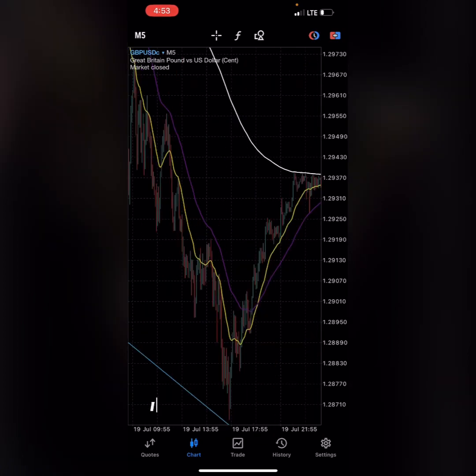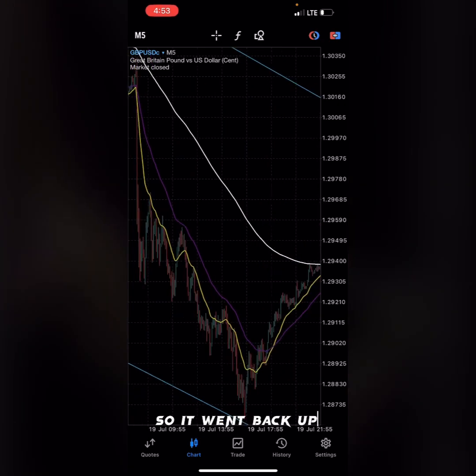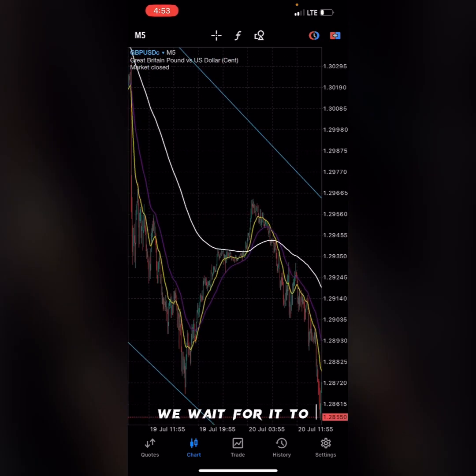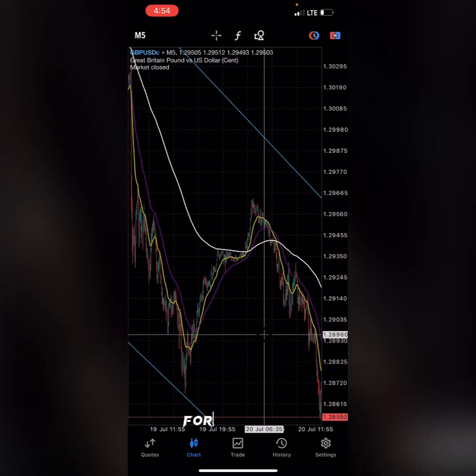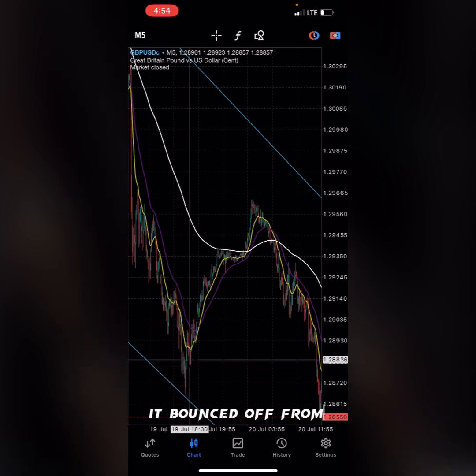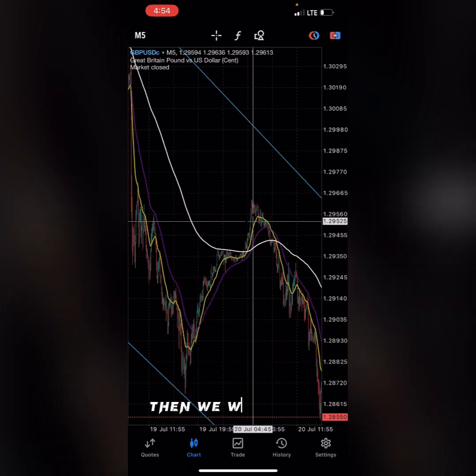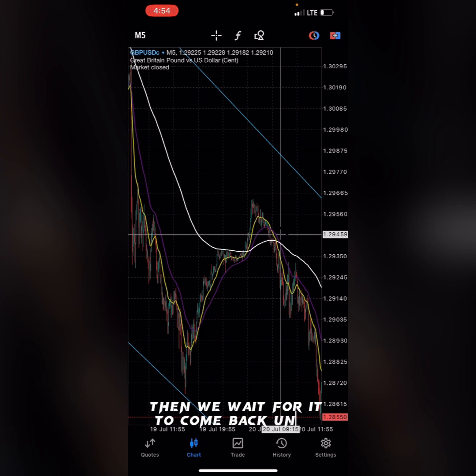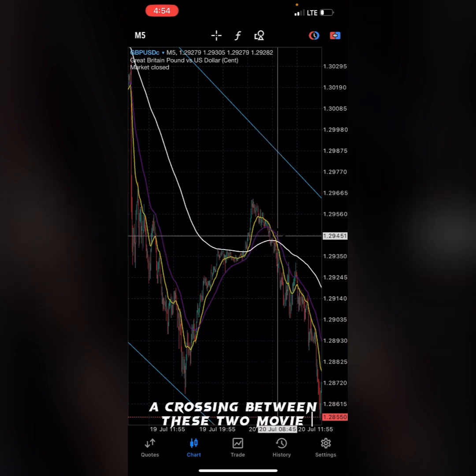What happened? It touched here and the reversal happened. So it went back up. We'll wait for it to retrace back up. For example, it bounced up from here. Then we'll wait for it to come back under the 200 moving average again. Wait for us to see a crossing between these two moving averages, the 20 and the 50, before we can enter again.